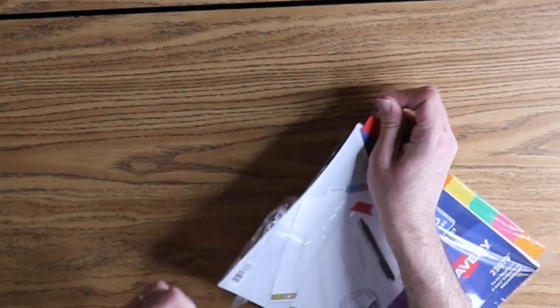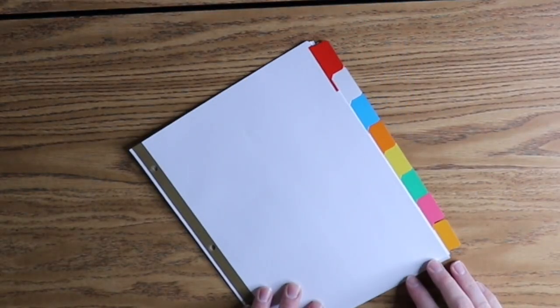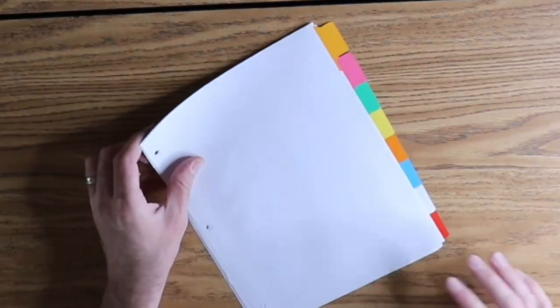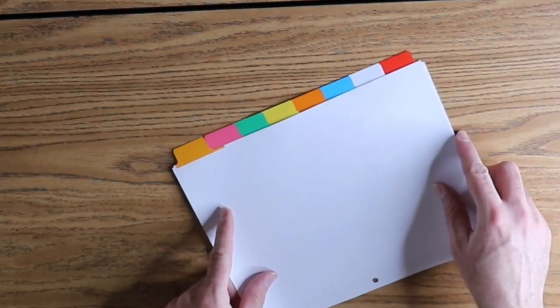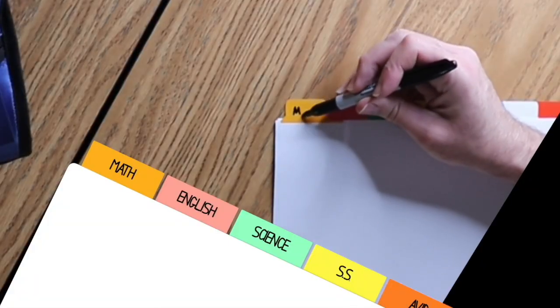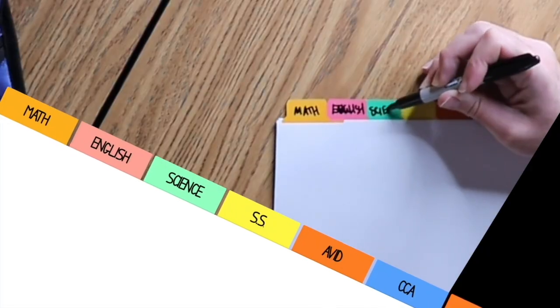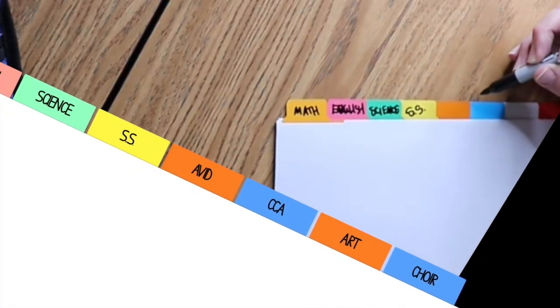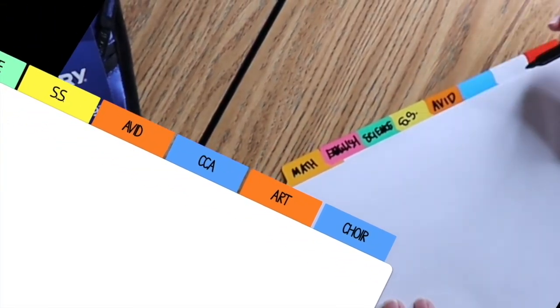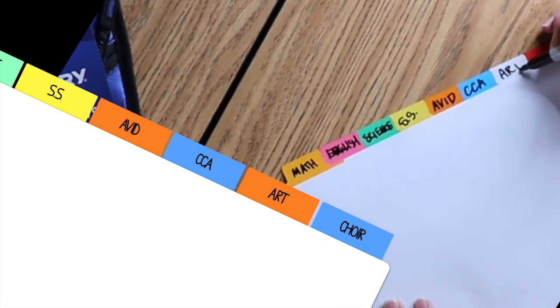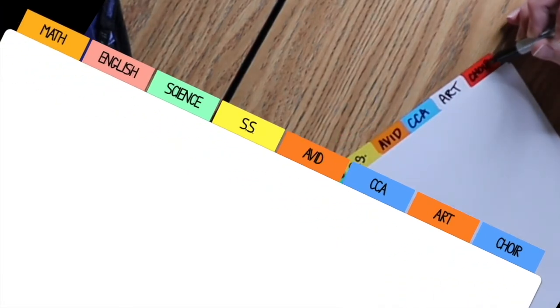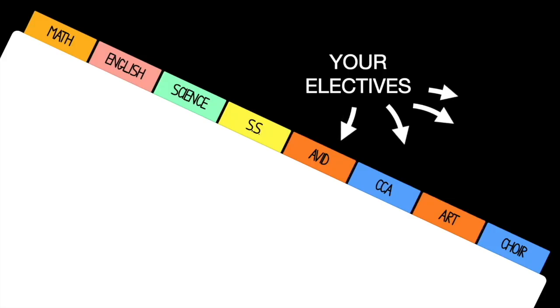Now, go ahead and take the wrapping off the tabs, and if you have red on top, flip it over so that the light orange is on top. That's very important. The light orange should be the first class, which is math, followed by English, followed by science, followed by social studies, then AVID if you have AVID, and all your other electives. Be specific, don't write elective, but write down the actual class.